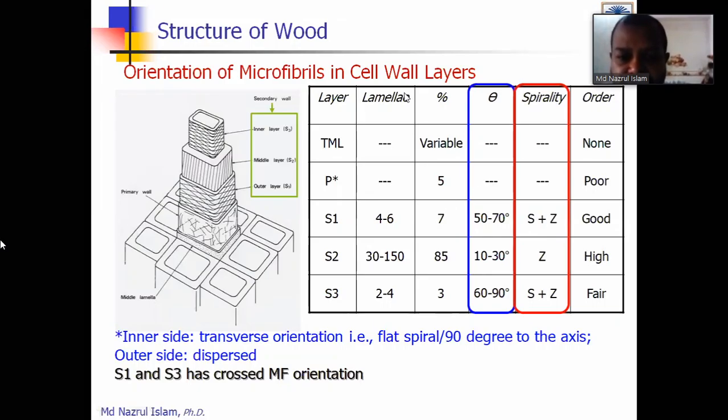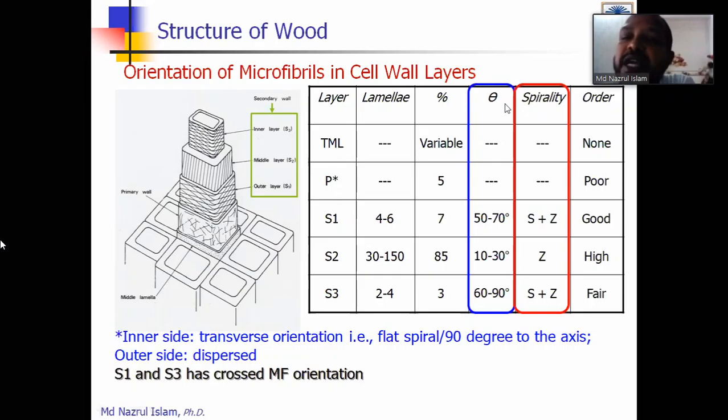Now you just see the lamella. In the S1 layer, there are 4 to 6 lamella. In the S2 layer, there are 30 to 150 lamella, and in the S3 layer, there are 2 to 4 lamella. So the percentage we are saying, S2 is mostly the cell wall, that is 85%. Then S1 has 7%, and S3 has 3%.